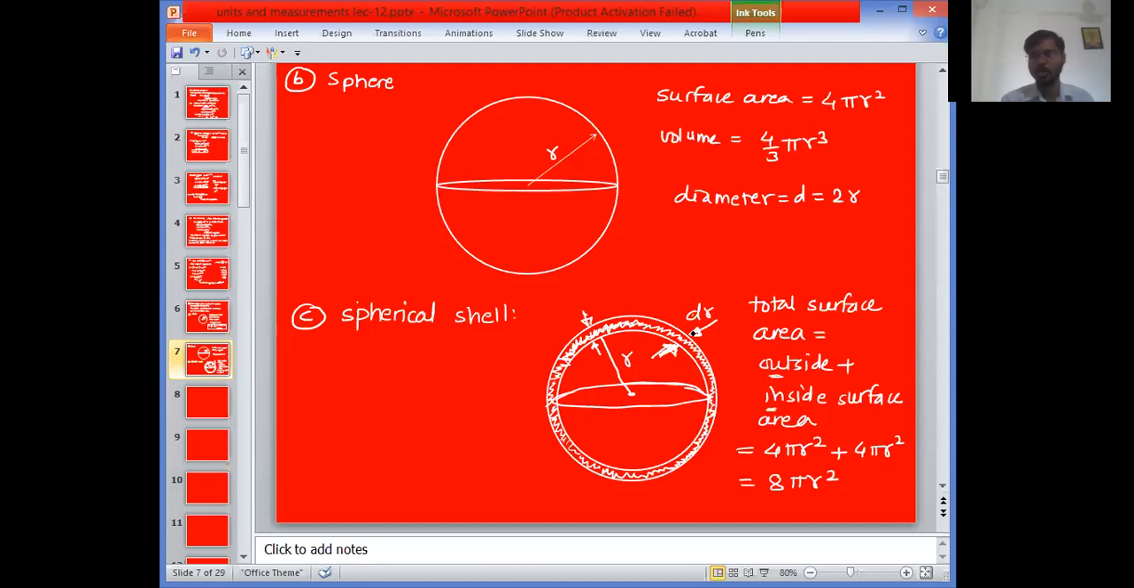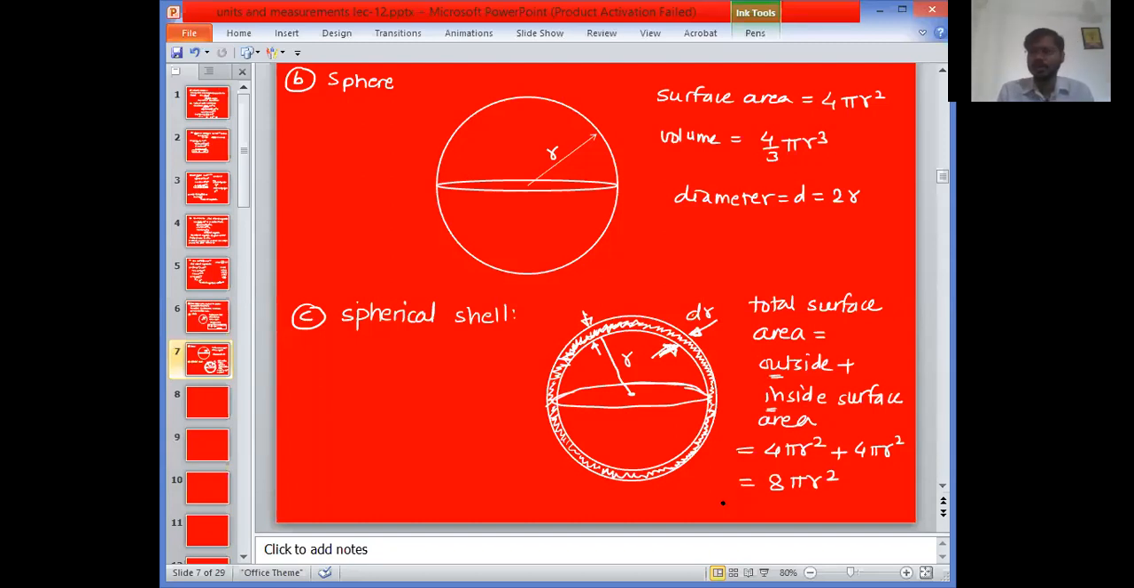Only outside will be equal to 4 pi r square. Only inside will be equal to 4 pi r square. Even if you ask only inside, it is 4 pi r square. Even if you ask only outside, it is 4 pi r square. Up to this, reply me in the chat box. Clear and written. CW.